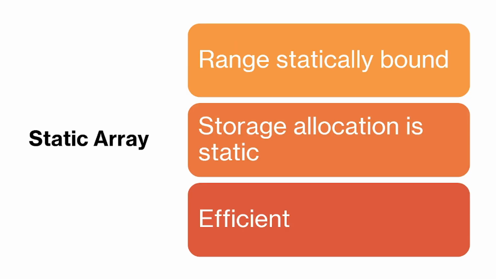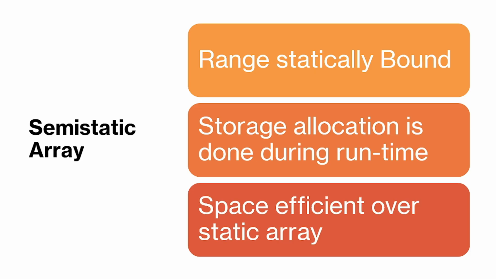Static array. So the range is statically bound, the storage allocation is static, and they're efficient. Semi-static array. The range is statically bound again. However, this time the storage allocation is done during runtime. This is space efficient over static arrays.